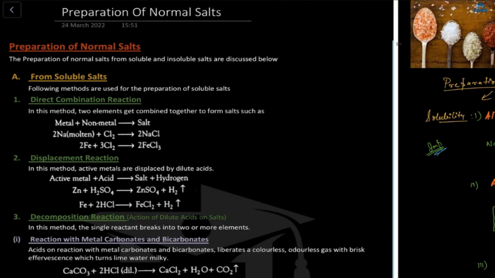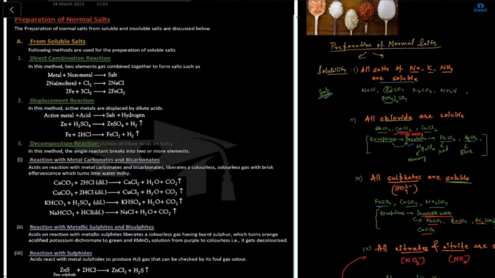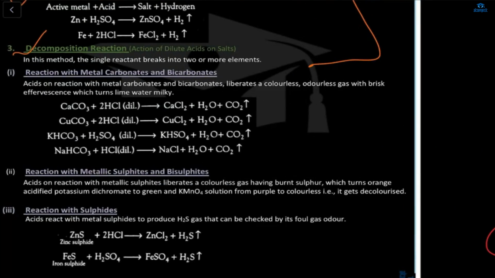ठीक है, so preparation of normal salt. Here we prepare with the help of two processes: soluble salts and insoluble salts. In the soluble salts, there are three reactions: direct combination reaction, displacement reaction, decomposition reaction. ठीक है? Only these three are there in a soluble salt. And we can also react with the metal carbonates, bicarbonates, sulfides, bisulfides, and with the sulfite.